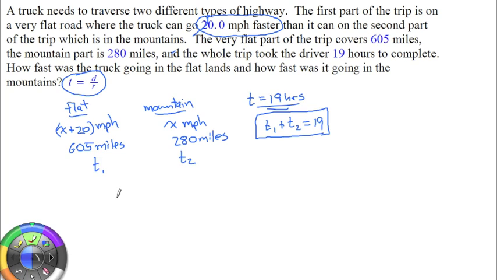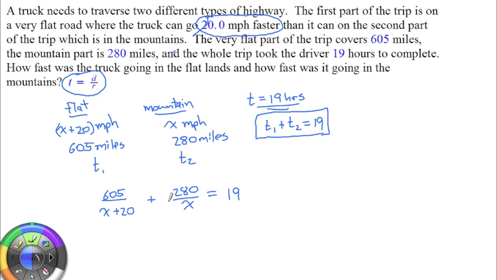So if I set the first one up as d over r, d is 605, and r, of course, is the rate, which is x plus 20 miles per hour. And the other one, d over r, would be 280 miles over just x. Now both of these represent the time it takes to traverse the 605 and the 280 miles, which is t1 and t2. But over here I said that the sum of them had to be 19, so that's where our nice equation is going to come from. So the sum of the times has to be 19 hours. And we have our equation to solve.